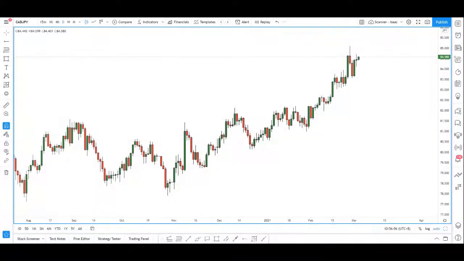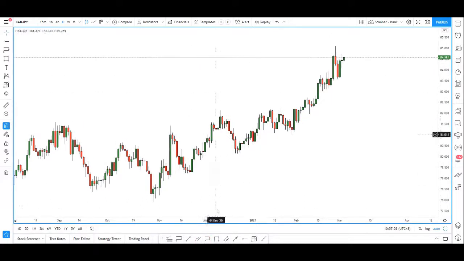Hi everyone, welcome to today's trade of the day, and for today's trade of the day, we will be looking at CAD yen. Right, so the CAD yen on the daily, what I have here on the daily, shows CAD yen in a very strong uptrend.